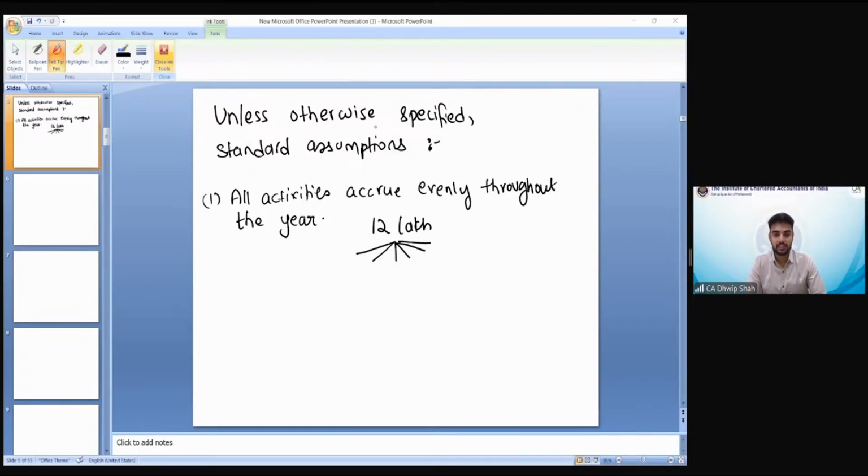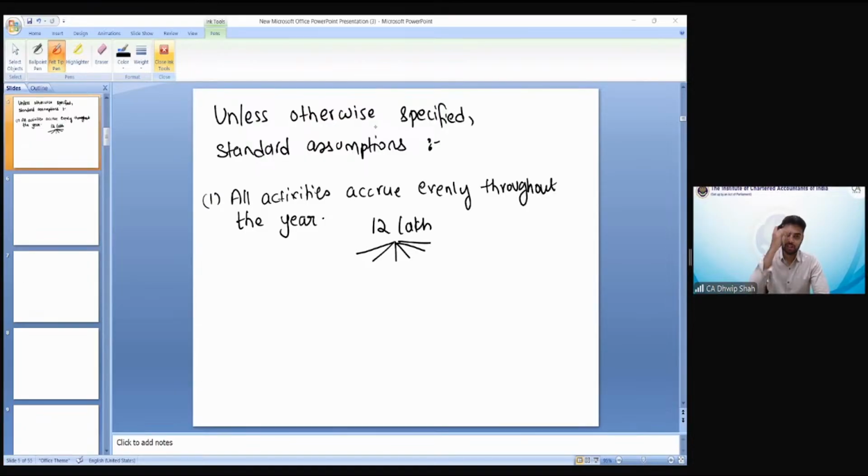Likewise, if purchase is 6 lakh for the entire year, then every month my purchase would be 50,000. Be it Jan, Feb, March, October, November, any month. Likewise, if stock is 1 lakh on any particular day, then it would be 1 lakh throughout the year on any particular day. Opening stock will be the same, closing stock will be the same, because all activities accrue evenly throughout the year.